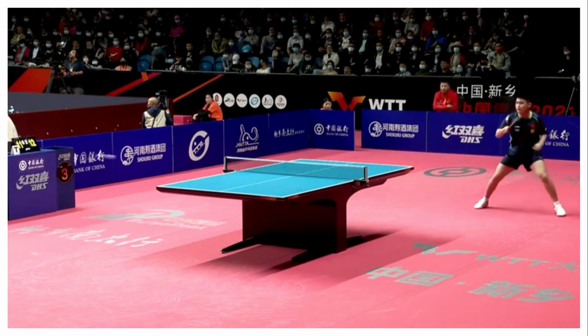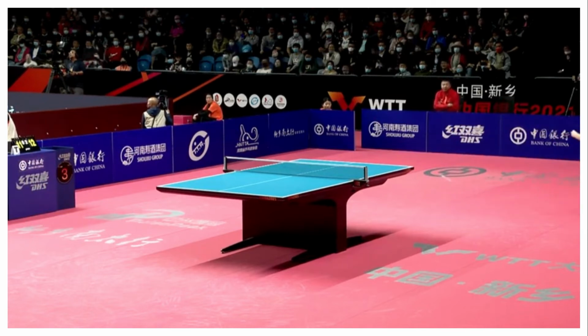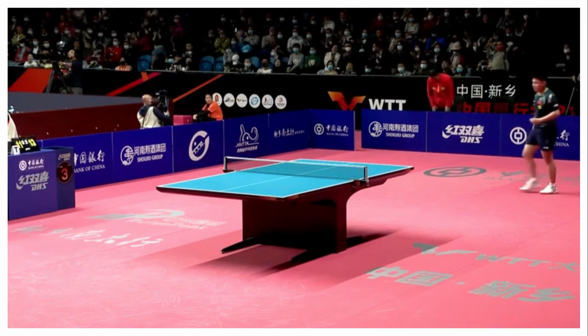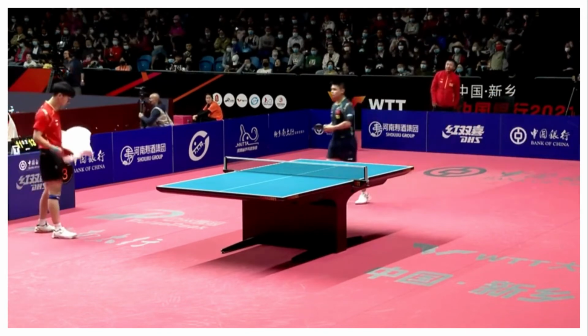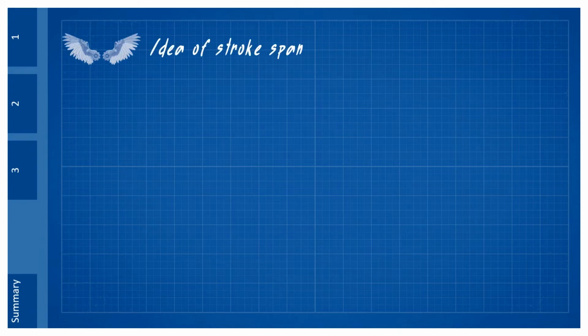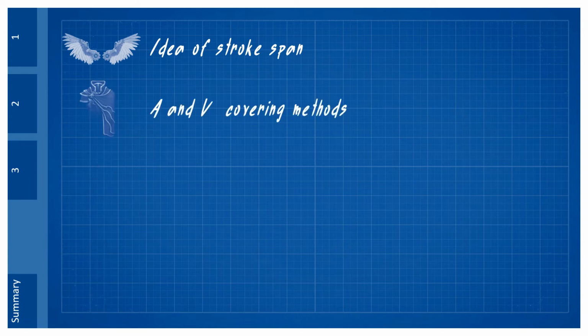Now it's time to start building court covering basics. We start with the stroke span principle. In the two following episodes you will learn other important building blocks, energy focusing and position adjustment. This lecture consists of the four following parts. 1. Definition of stroke span and what it represents. 2. The A and V covering methods. 3. Training tips for building proper stroke span in a short time. And 4. Conclusion.